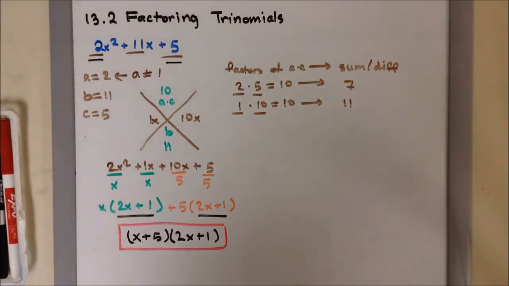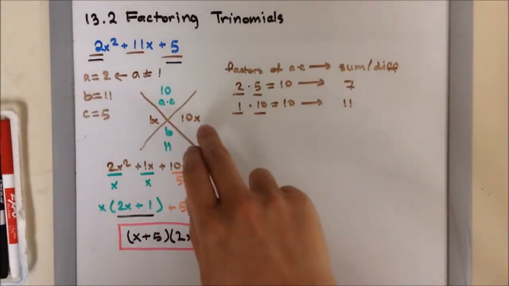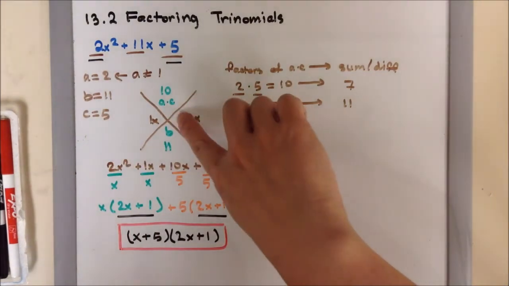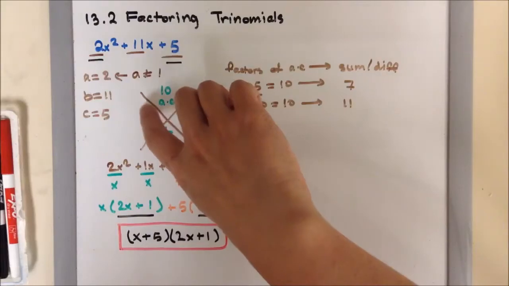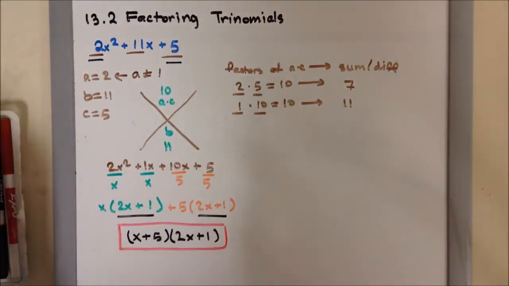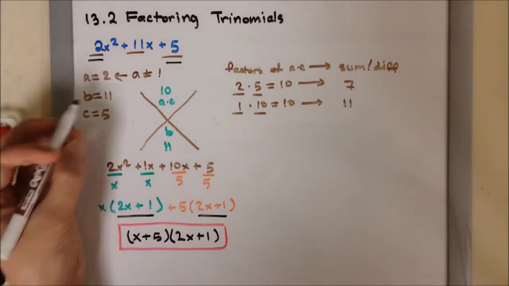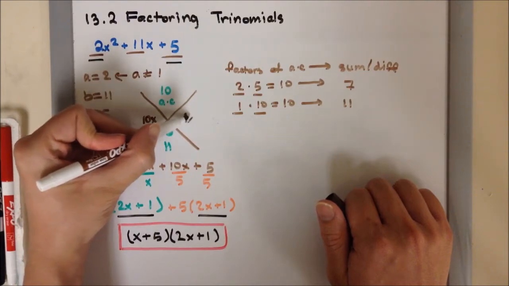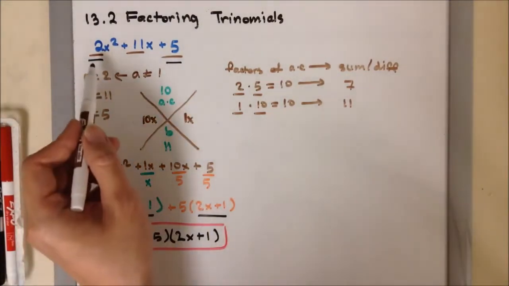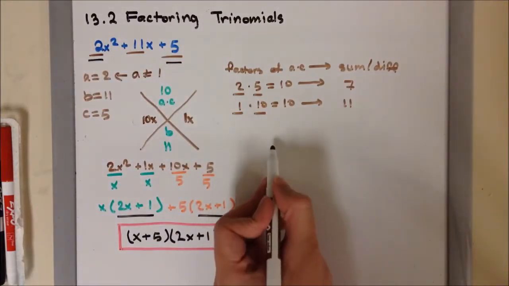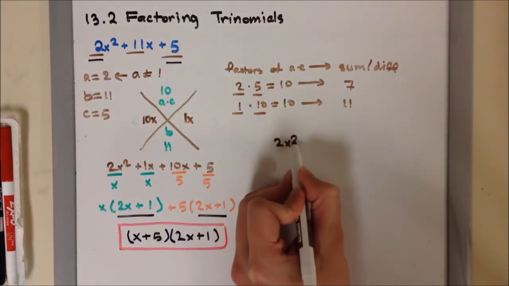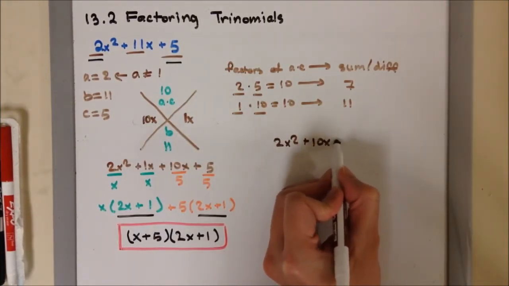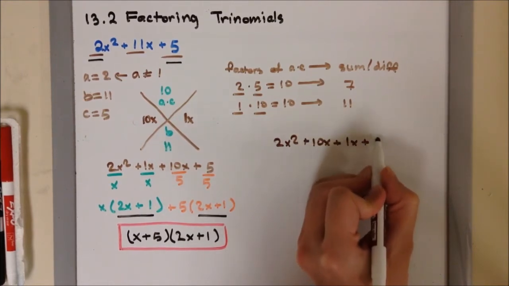Now the question is, what happens if instead of putting 1x and 10x, we put it in a different order? So let's try that. Let me erase these two and say that, okay, we found our correct pair of factors, but I decided to put 10x first, and then the other one, 1x. We're just going to do the same thing. Use the 2x squared and 5. So I'm going to set it up right here. 2x squared, and then I'm going to put 10x first, and then 1x, and then plus 5.